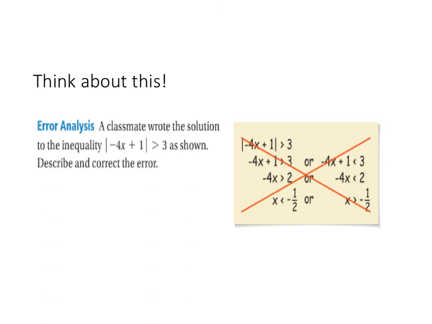Alright, now think about this problem. This is an error analysis. What you see in yellow there is a problem that somebody did, and they wrote the solution. This is what they came up with. Well, they made an error. Where did they make that error? On your Google form, you're going to describe that error and tell me how to correct it. So good luck with that, and I'll see you tomorrow.